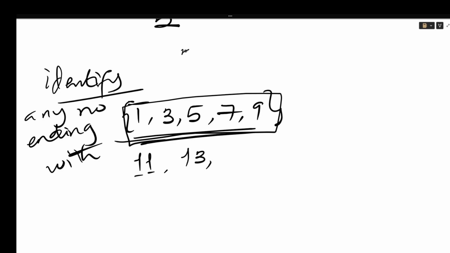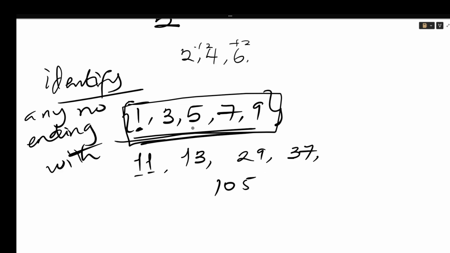Just as even numbers move from one to another with an increment of 2, 2, 2, odd numbers also begin from 1 and have increments of 2, 2, 2, 2. So 11, 13, if I have 29, it's an odd number. If I have 37, it's an odd number. If I have 105, it's an odd number. So any number ending in any of these is an odd number. I believe that is clear.